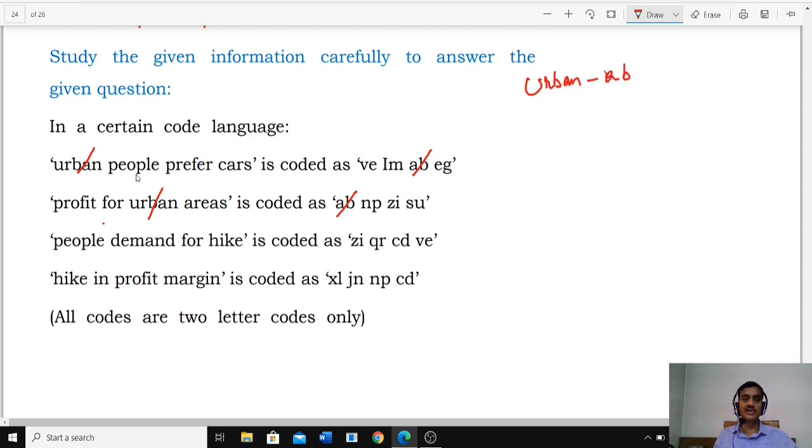Then if you compare 1 and 3, people prefer cars. People is the word that is common between these two, and the code that is common between these two is VE. The code to the word people is VE. Then if you compare 1 and 4, prefer and cars.